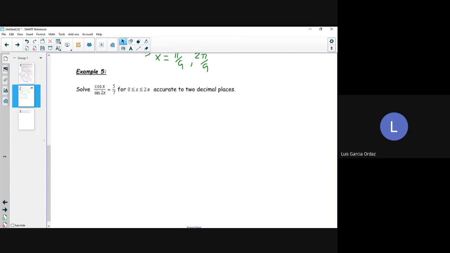All right, this is going to be our second last example, and then I'll do one more, and then we will take a little bit of a break. So we want to solve for cos of x over sine 2x is equal to 5 over 7 for x greater than or equal to 0 and less than or equal to 2 pi. We want the answer in 2 decimal places. Because it's in radians, we are going to use radians.